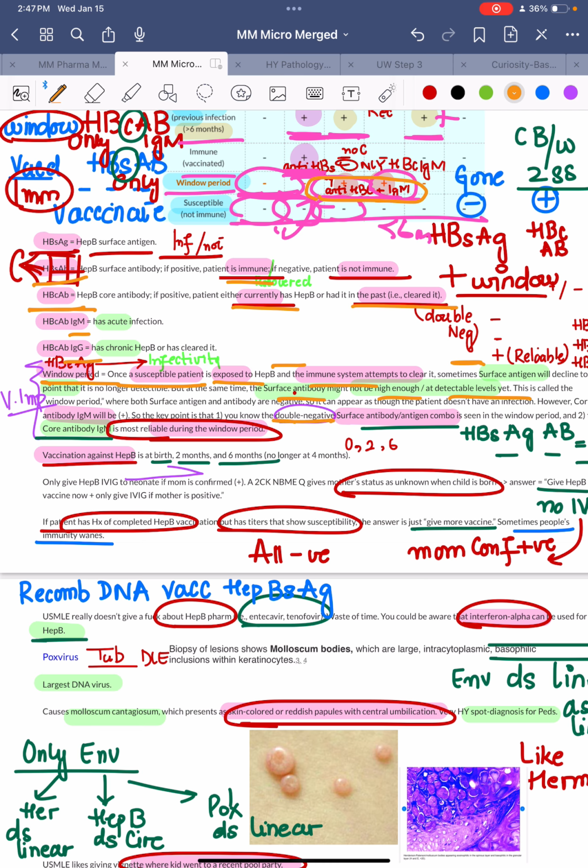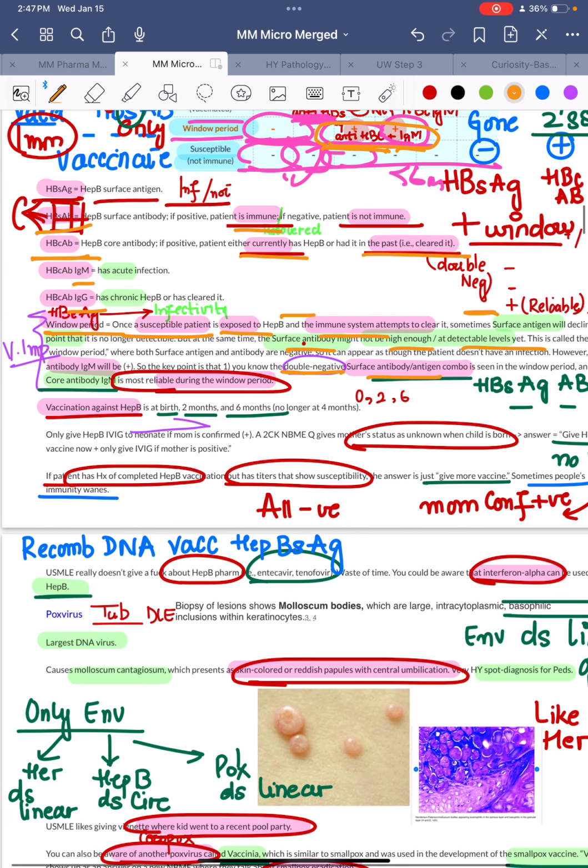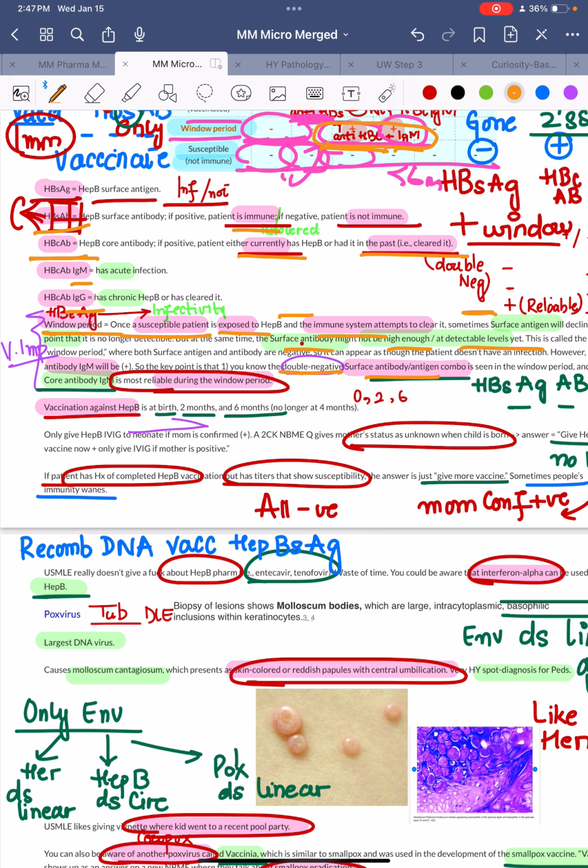Doubly negative means that HBs antigen and antibody are both negative, and they are doubly positive, so anti-HBc along with the IgM is the only thing positive. Therefore, if they ask you which is the most reliable serological marker during the window period of this disease, that would be the HBc antibody, and specifically IgM, because only that is present during the window period.